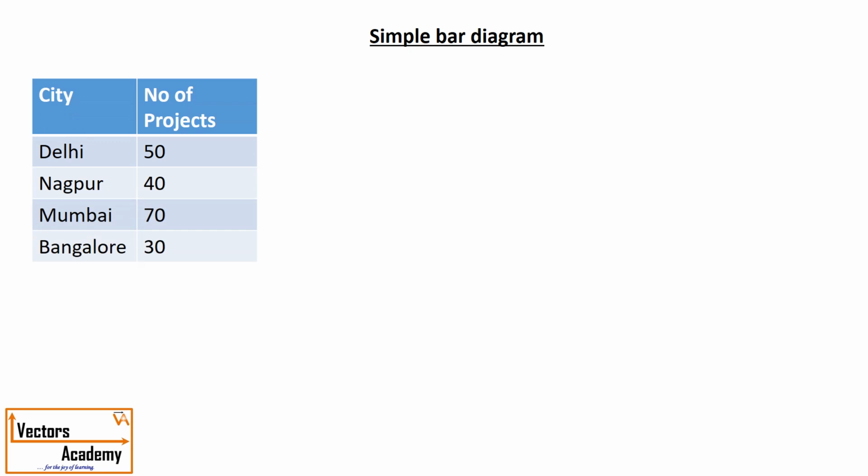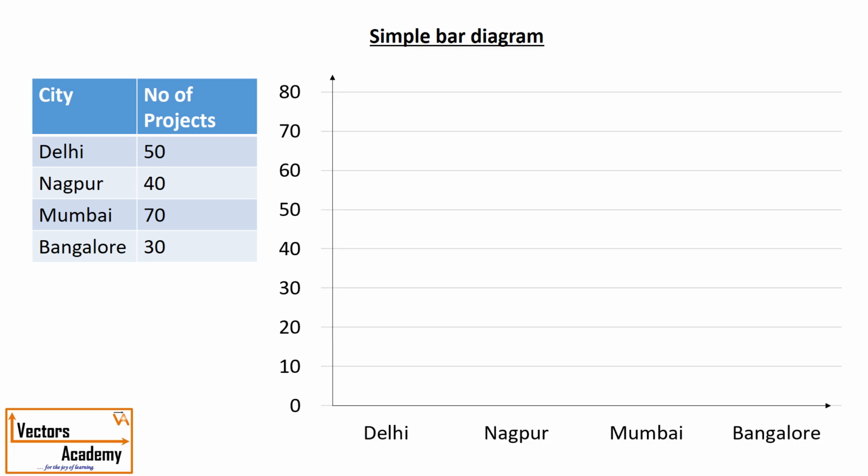The given table represents the cities and the number of projects in the cities. So we need to represent this chart in the bar diagram. So what we do is we take our x-axis and the y-axis. On the x-axis we represent cities, whereas on the y-axis we represent the number of projects.